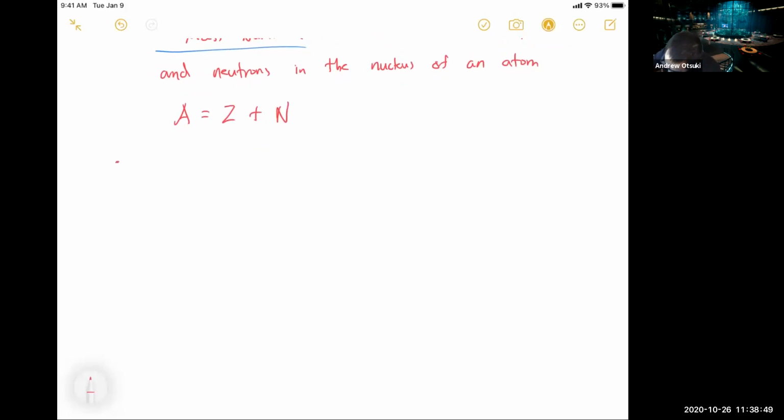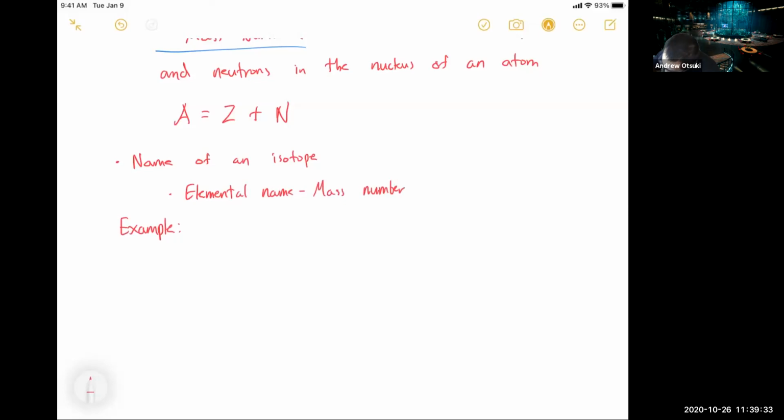Let's talk about the naming of an isotope. How we name it is we have the element name, and then a dash with the mass number. Let me just check the time. 28 minutes. All right.